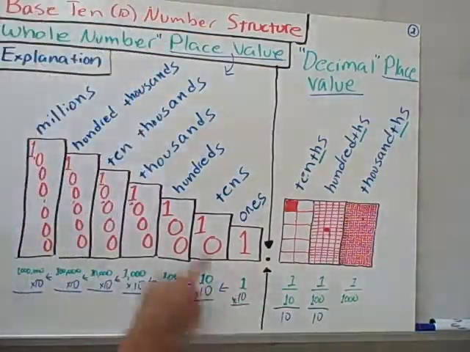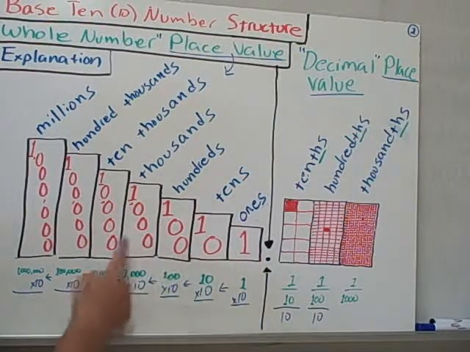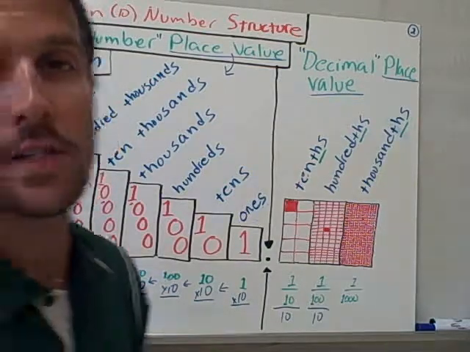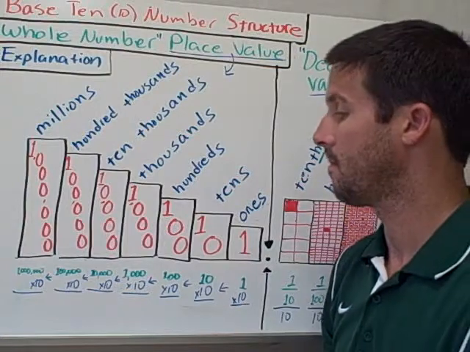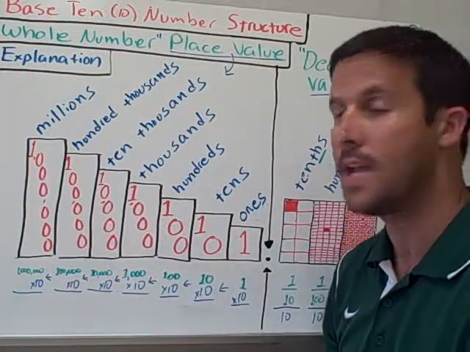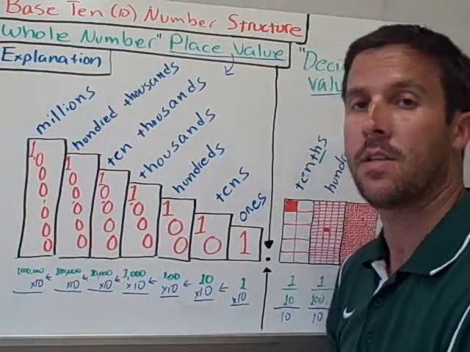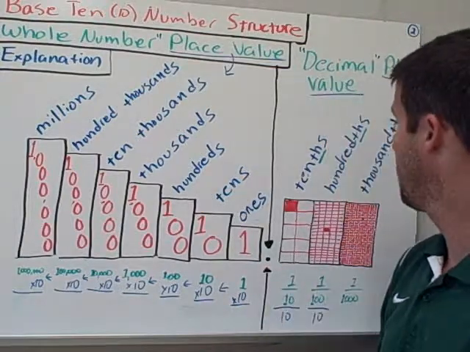So as numbers get further away from the decimal, the sizes get smaller. On this side, on the whole number value system, as the numbers get further away from the decimal, the numbers get bigger. And that's what I wanted to discuss today on the base 10 number structure. It's simply multiplying or dividing by 10 depending on which way you're going. And if you can get this, you can understand scientific notation and understand how to round to the nearest number, or nearest tenth or hundredth.